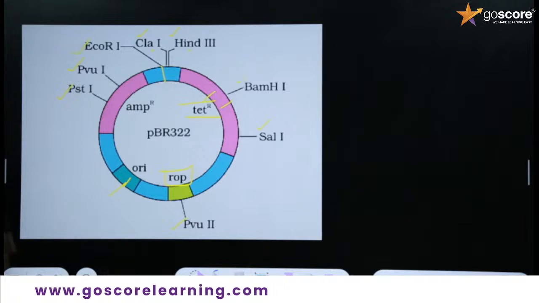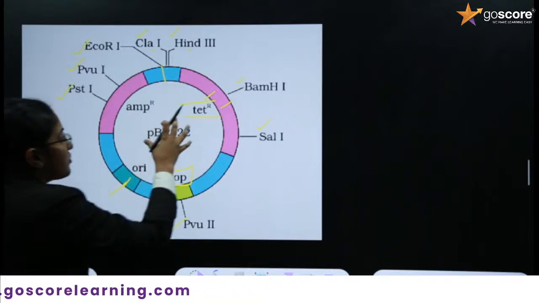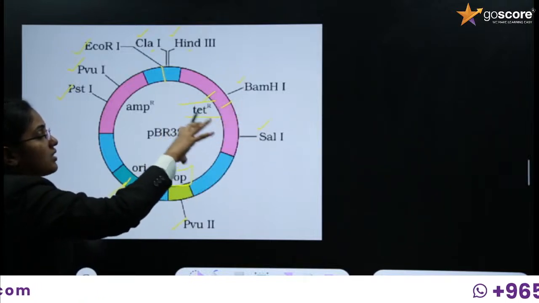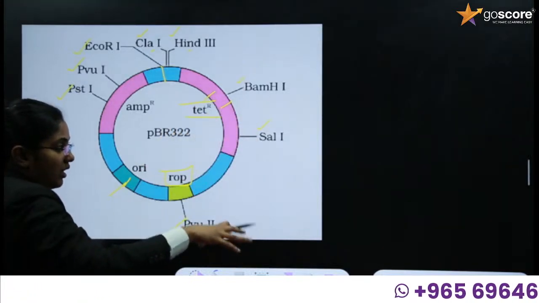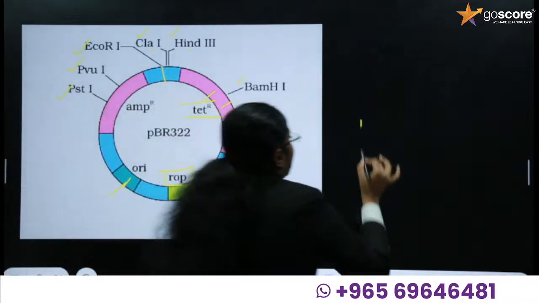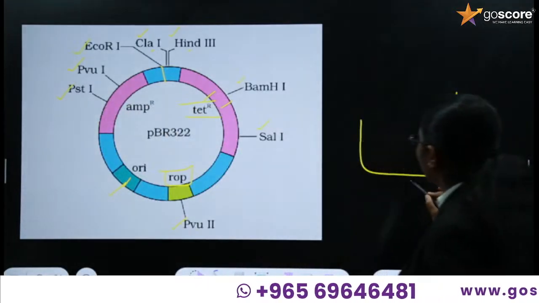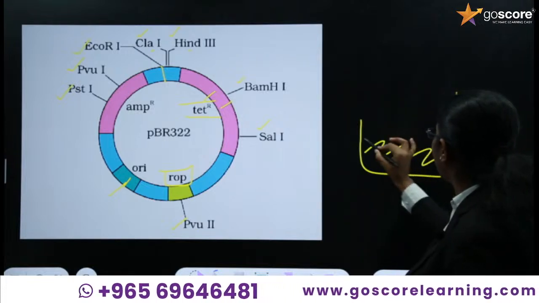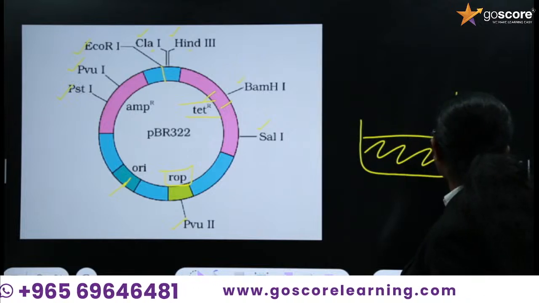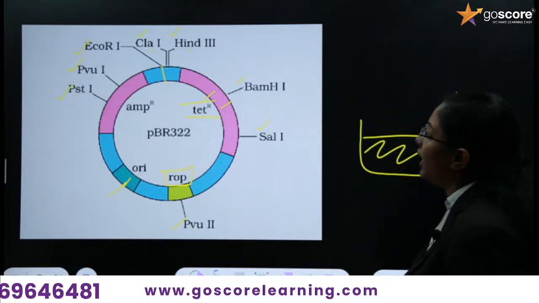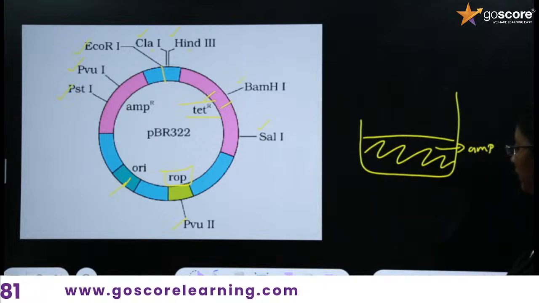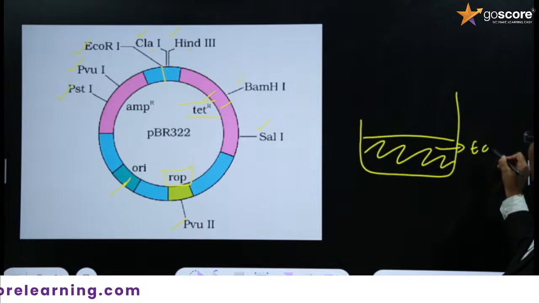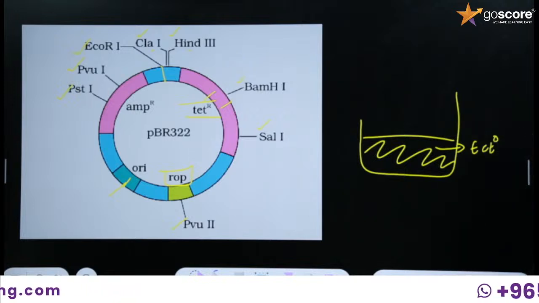The tetracycline resistance gene. If this plasmid is carried by the bacteria, so the plasmid is in the bacteria, right? If the bacteria is given tetracycline in the medium, say this is a Petri plate inoculated with agar, and we have given tetracycline in the medium. I will represent it like this, T, tetracycline in the medium.